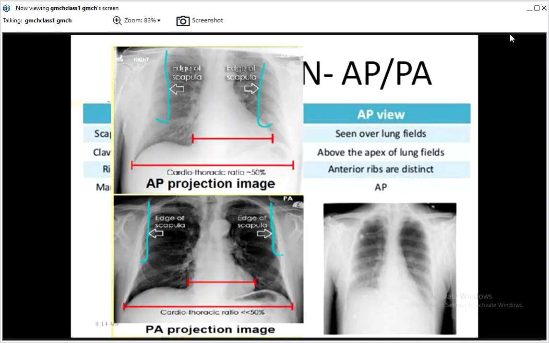Here you can see, as we have discussed, the scapulae are far away in the PA view, and in the AP view the scapulae are covering the lung fields. Now look at the heart size. When you see the AP projection image, the heart appears large. How we are going to calculate this ratio, we will discuss later. Here it is approximately less than 50%, and here it is more than 50%. It is the X-ray of the same child, but the reason is the orientation: AP and PA.